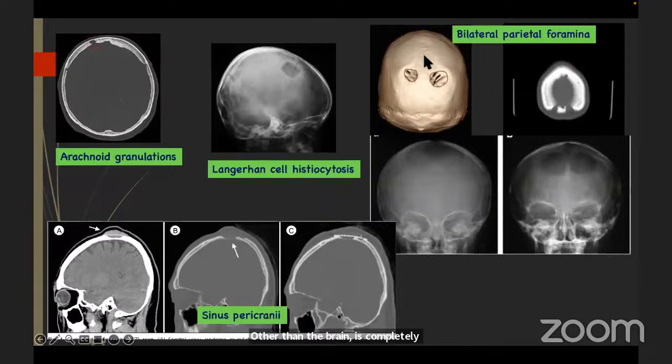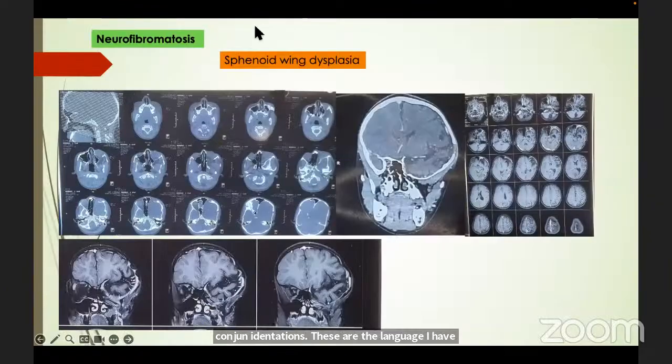And then this is bilateral parietal foramina, where you can see these are the holes. They look like burr holes, but they are congenital defects. These are the arachnoid granulations. These are the Langerhans cell histiocytosis. These are examples of sinus pericranii. Again, neurofibromatosis, they can present with sphenoid wing dysplasia.